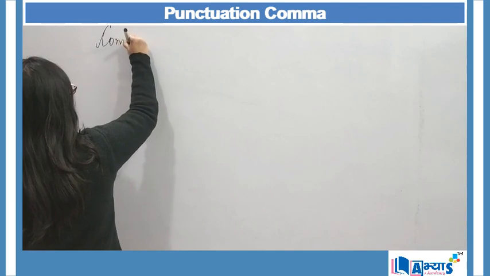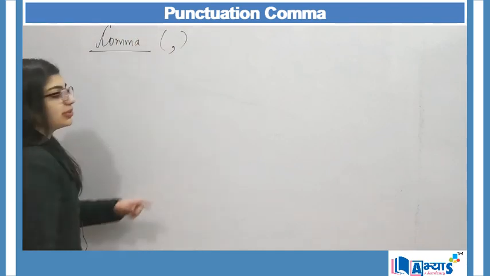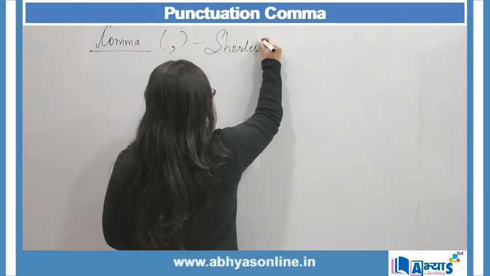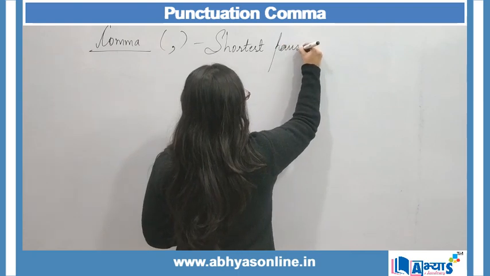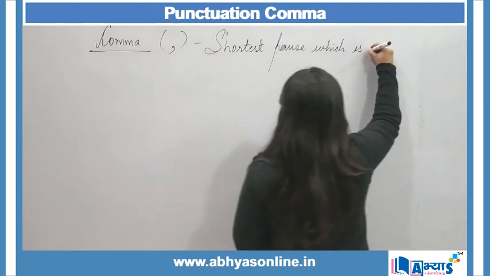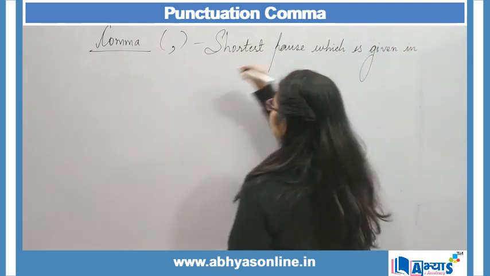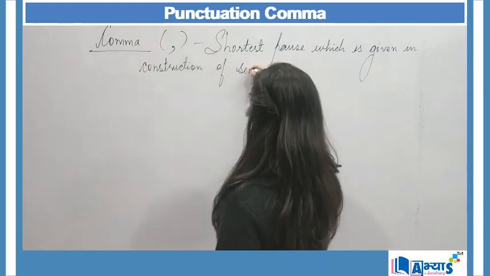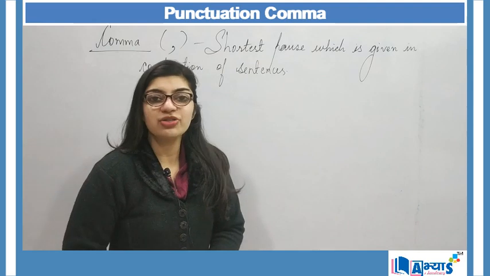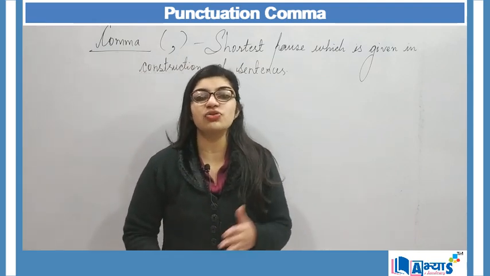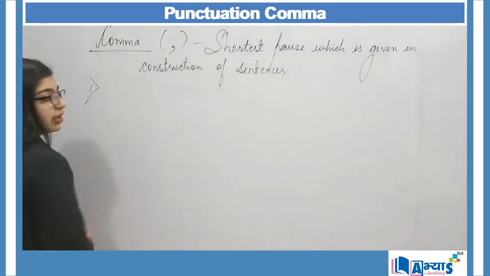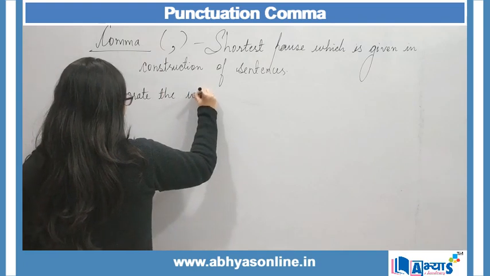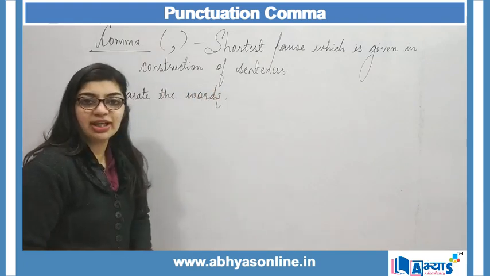So today's topic is comma, which is represented by this symbol. Now comma is usually the shortest pause. The definition is that it is the shortest pause which is given in construction of sentences. Now there are different reasons for which we make use of comma. The most basic reason is to separate the words. So the first area where we make use of comma is to separate the words. Whenever we are separating the words, we make use of comma.